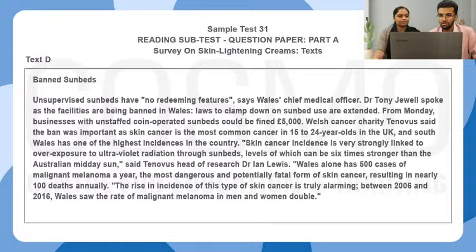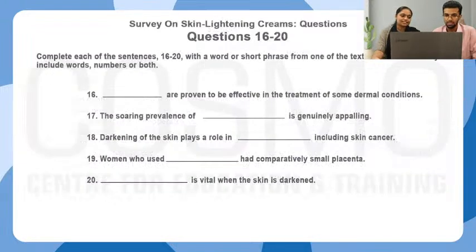Okay, continuing on. Between 2006 and 2016, Wales saw the rate of malignant melanoma in men and women double. So malignant melanoma is mentioned twice. The answer is malignant melanoma, which is that specific type of skin cancer. Yes, Silan, you also got it right. Okay, so let's move to the next question.